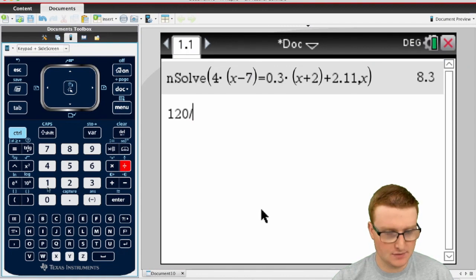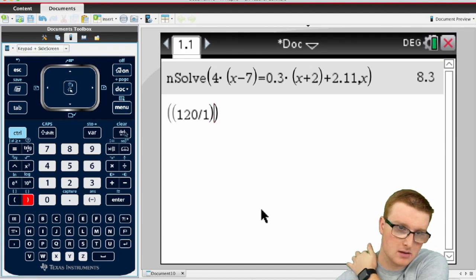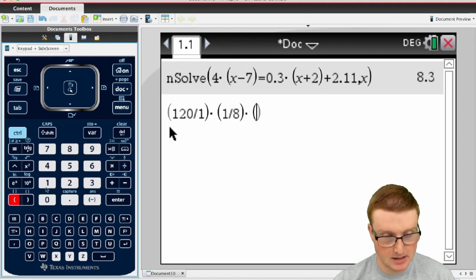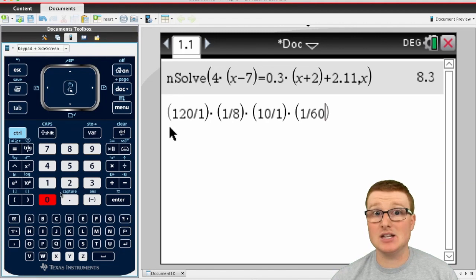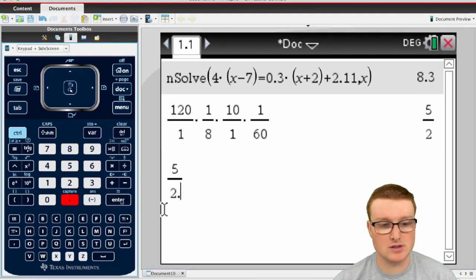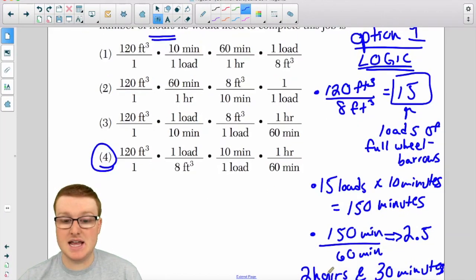120 divided by 1, times, open parenthesis, 1 divided by 8 times 10 divided by 1 times 1 over 60. Now, if the answer you get is 2.5, you know that's the answer. Okay, 5 halves is the same thing as 2.5. And if you put a decimal after one of those numbers, boom, 2.5. So we know that that is the answer, just because we know that it takes him 2 hours and 30 minutes to wheel. Now, let's just say you didn't like that way.